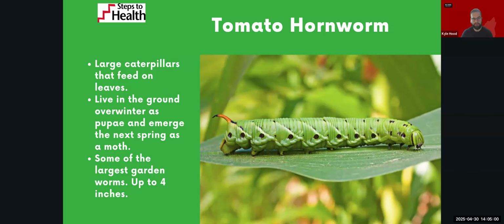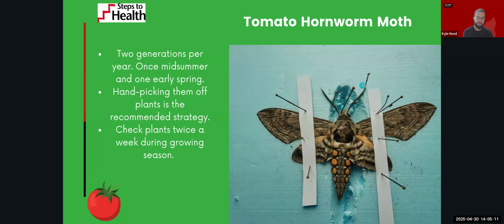And so what is really happening is that once they've fed all summer, they sort of burrow into the ground and emerge next year as moths. And these moths, which we'll see here, are going to lay their eggs on the leaves and stems of your tomato plants. A bunch of these young tomato hornworms will pop out and start munching away on your tomatoes.